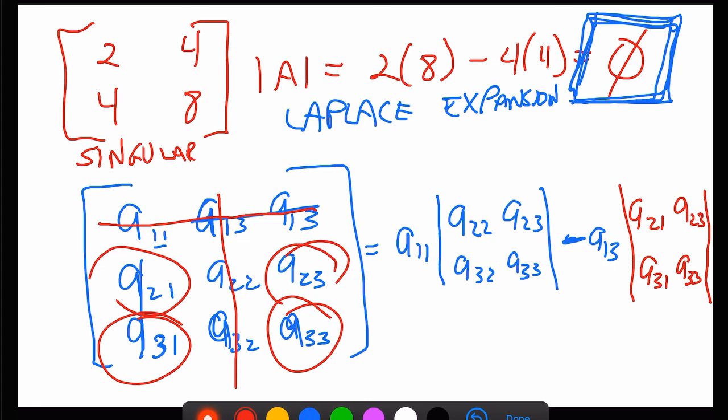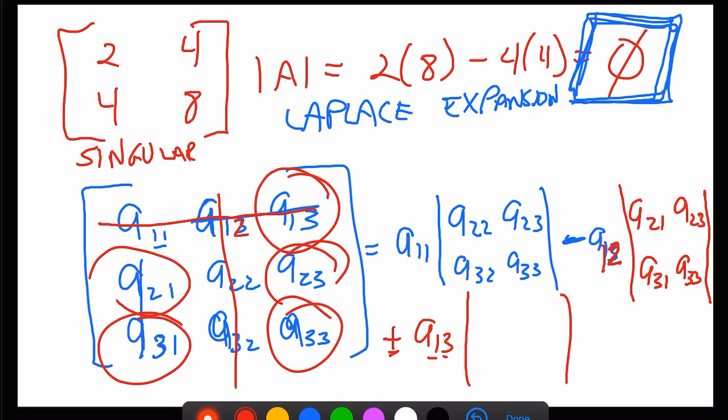And then I'm going to take this third number, A13, because 1 plus 3 equals 4. That's even, so there's a plus sign. Now I delete the row and the column, and I get A21, A22, A31, A32.